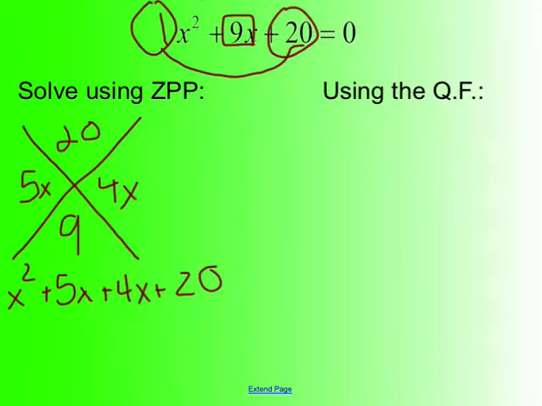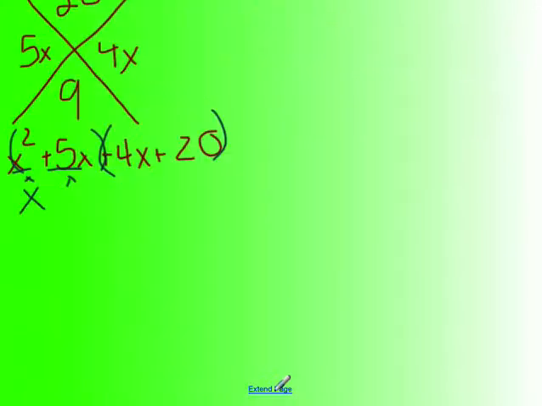Alright, so I'm going to make my 2 groups. I'm going to do a group here and a group here. Out of my first group, I can take out an x. So I'm dividing each of those terms by x, and then I'm left with x plus 5. Out of my second group, I can take out a 4. So I'm dividing each of those terms by 4, and I'm left with x plus 5.